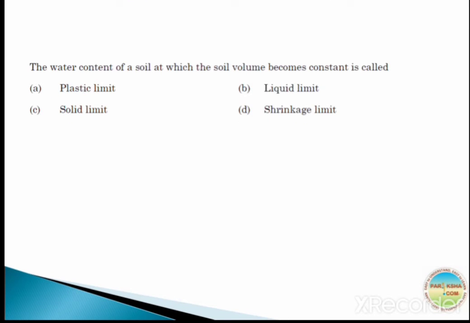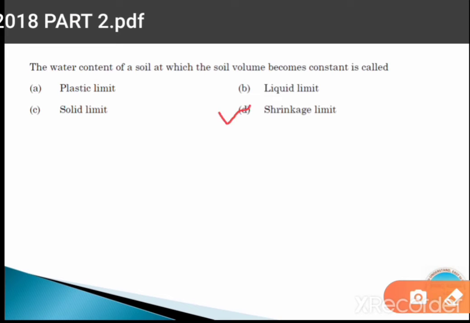Proceeding to the next question. The water content of a soil at which the soil volume becomes constant is called plastic limit, liquid limit, solid limit, or shrinkage limit. The correct answer for this question is shrinkage limit. The shrinkage limit, or SL, is the water content where further loss of moisture will not result in any volume reduction or volume change.